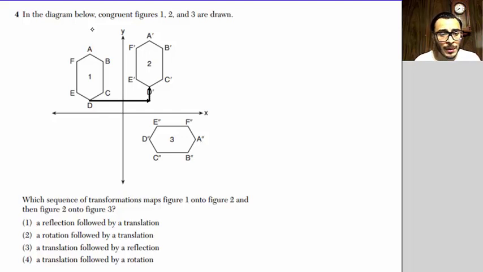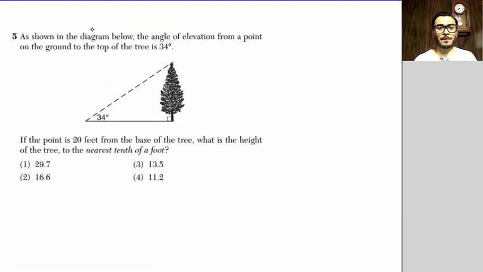So then that eliminates choice 1, that eliminates choice 2, because we started with a translation. And then after the translation, the only way we can get from figure 2 to figure 3 is by a rotation. So the answer is choice 4.